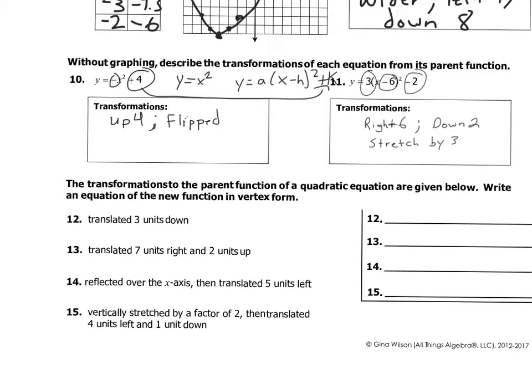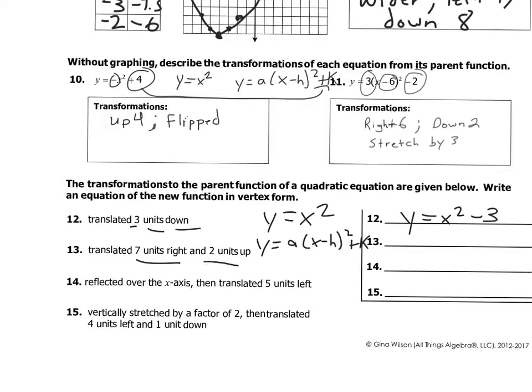All right, so remember, our parent function is y equals x squared. So if we go 3 units down, that's affecting the k portion of our parent function. Remember, the vertex form of a quadratic is y equals a times x minus h squared plus k, right? So if we're going 3 units down, we're affecting the k. So that's just going to change this to y equals x squared, and since it's 3 units down, it'll be -3.